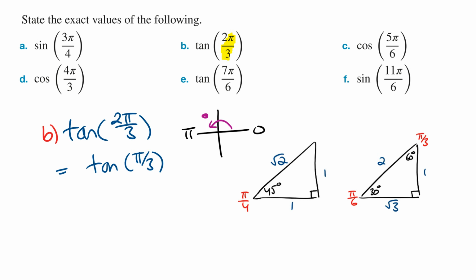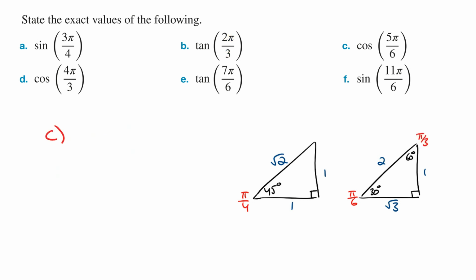In the second quadrant, we know that tan is negative, and so this is going to be the negative of tan of pi on 3. Looking at the pi on 3 triangle, tan of pi on 3 is going to be opposite over adjacent, and so this is equal to root 3 on 1. And so tan of 2 pi on 3 is equal to minus root 3 on 1, which is just minus root 3.